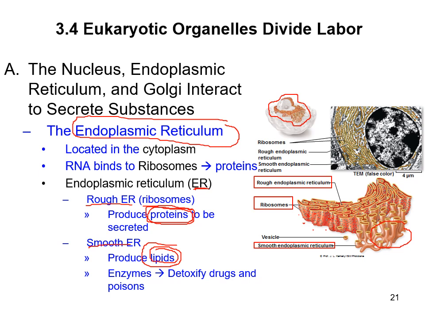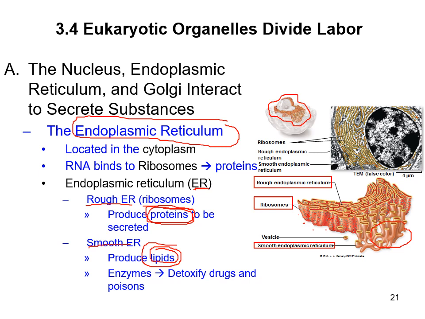And also, by the way, the smooth ER does many other things, including producing enzymes that help us detoxify drugs and poisons that might be introduced into our system. In fact, the organelles that we discussed today all have multiple functions, but I'm just highlighting the most important ones, and of course, the ones that are relevant to our class.